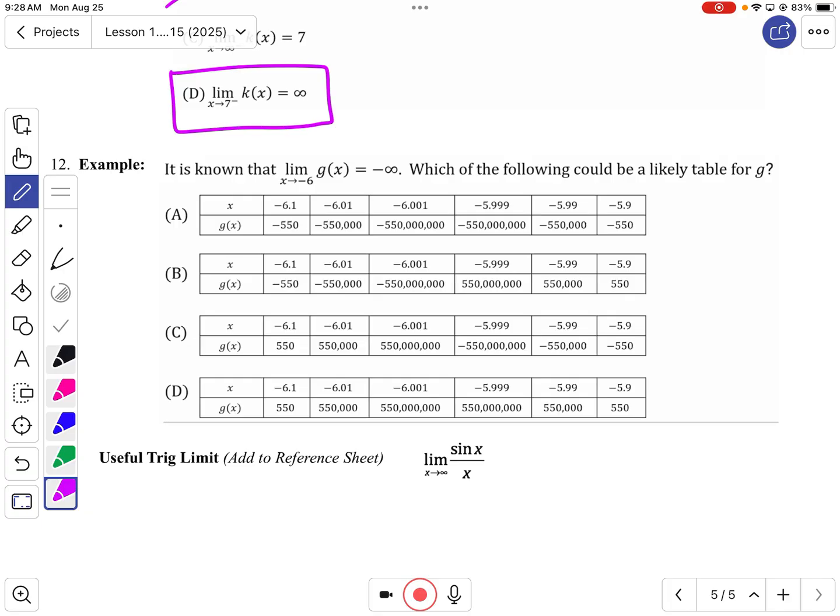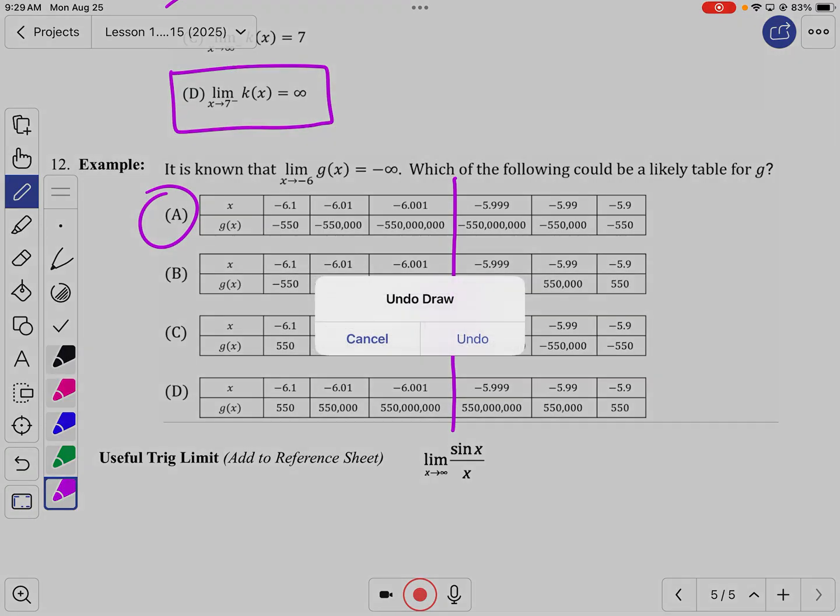It's got to approach negative infinity on both sides of -6. And so if I look at my tables, they all split down the middle. That means on each side of that line, I need a really big negative number. Okay? Which one's going to give me that on both sides? A. Okay? Again, a multiple representation. Understanding the limit, using a table to do so. All right?